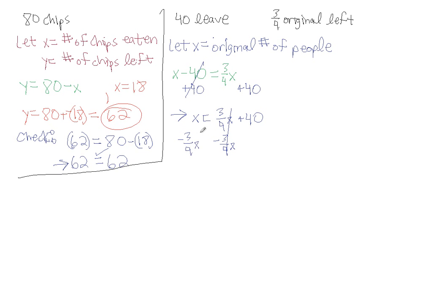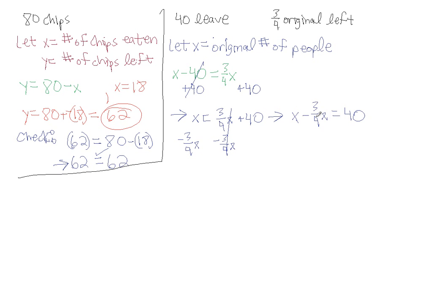We're going to do the same thing on this side. 3/4 x. So we're going to subtract that. That's going to give us x minus 3/4 x. And on this side, we are left with 40. So we subtracted 3/4 x from both sides. That canceled. And we're left with this.